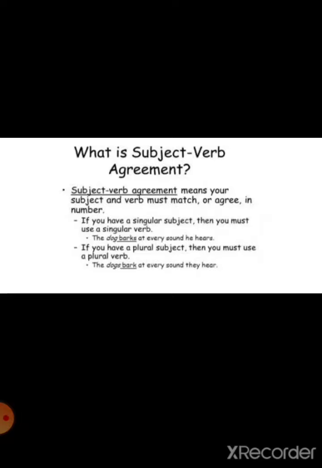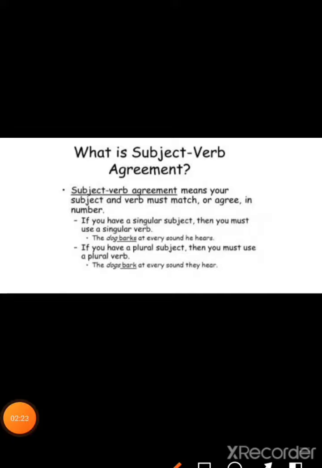Okay, next, if you have a plural subject, then you must use a plural verb. Like they go to school every day. They, it is plural subject. The subject is they and it is plural in number. So that is why after they you cannot write goes. So you have to write go. They go to school every day. Here an example is given. The dogs bark at every sound they hear.